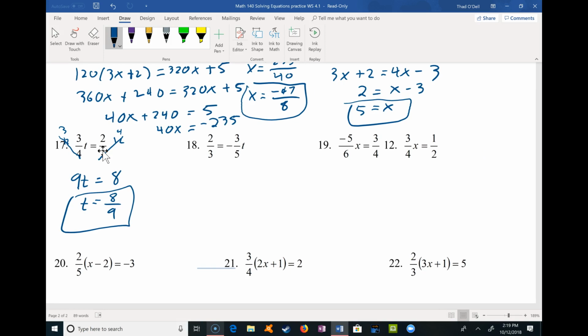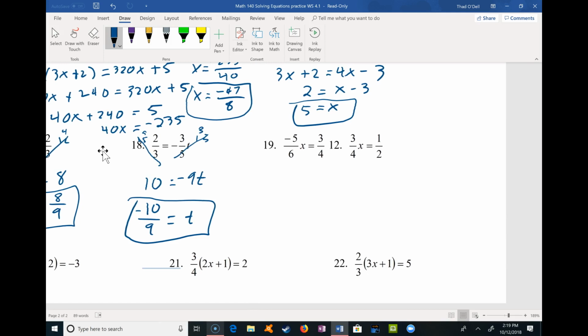Common denominator in this one is 15. If I multiply both sides by 15, that cancels, leaving a 5. 5 times 2 is 10. And here, 15 cancels the 5, leaving a 3. So that'd be negative 9t. Divide both sides by negative 9, and I get negative 10/9 is equal to t. Go ahead and leave it as the top of your fraction rather than change it into a mixed number. Okay.